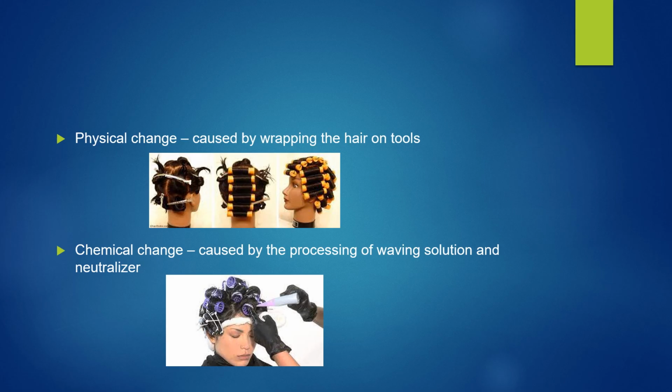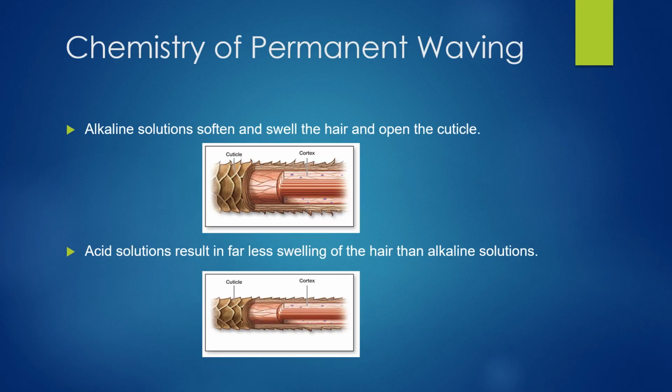Selecting the correct perm rod and wrapping method is crucial to creating a successful permanent wave. Perm rods come in a wide variety of sizes and shapes that can be combined with different wrapping techniques. Now we're going to get into the chemistry of permanent waving.